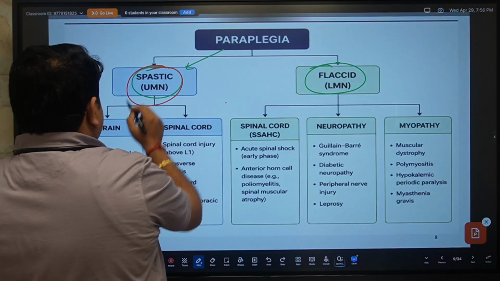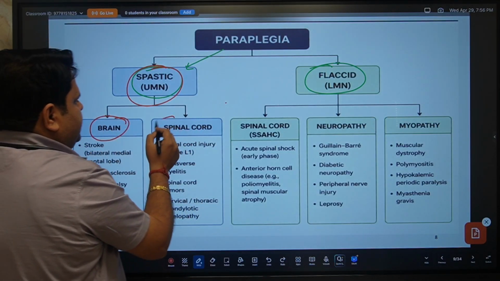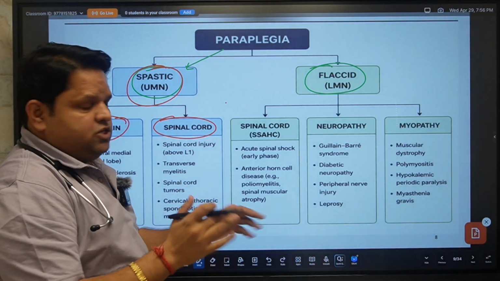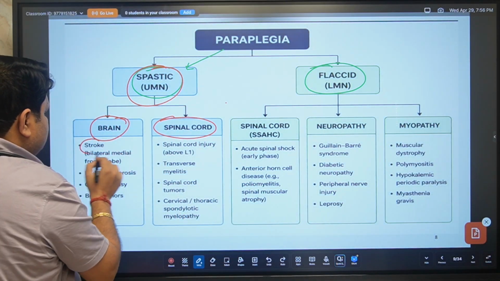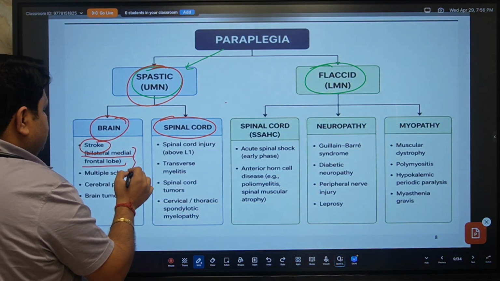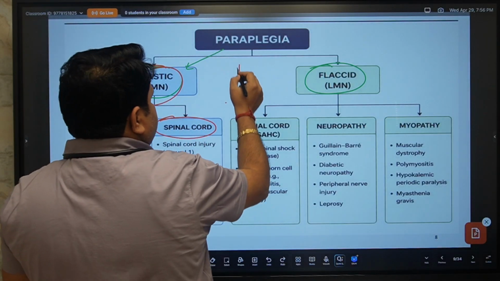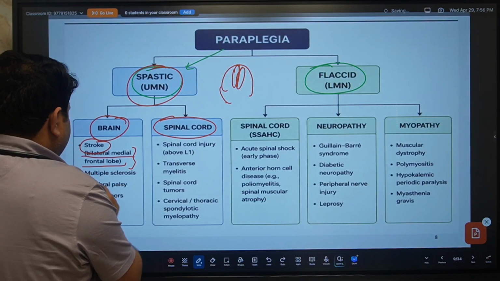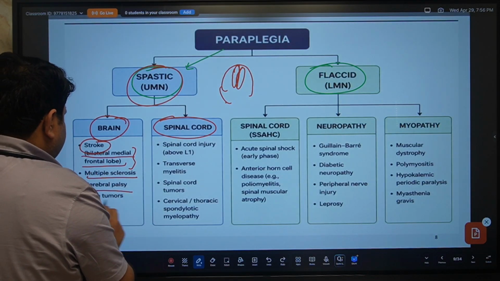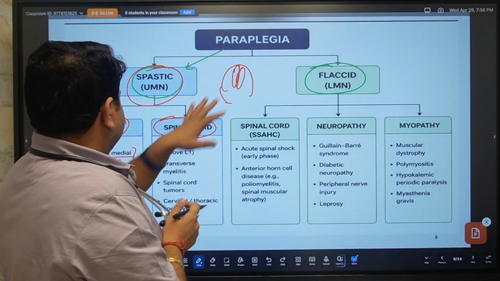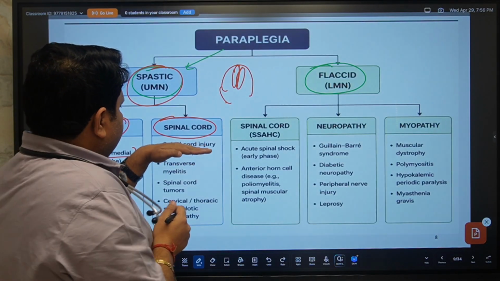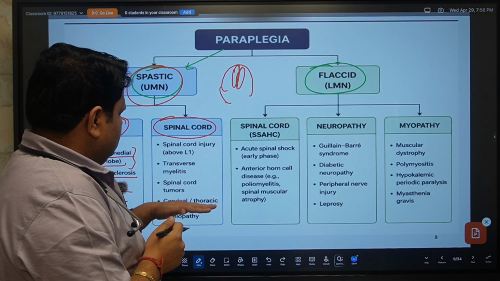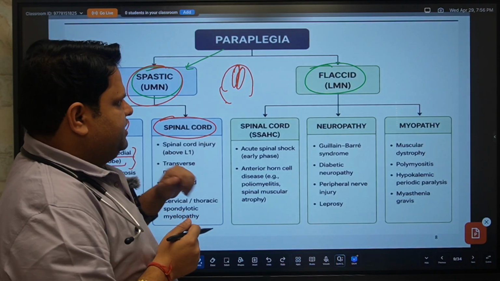In spastic, there are two main causes, brain and the spinal cord. As I say, upper spinal cord or brainstem lesions usually do not cause paraparesis. In brain, stroke, bilateral medial temporal lobe, bilateral frontal lobe, this is the cortex, this area is involved. Multiple sclerosis, cerebral palsy, brain tumor like parasagittal meningioma may cause paraparesis of brain origin. Spinal cord injuries, transverse myelitis, spinal tumor, cervical or thoracic. This section we will discuss in detail.